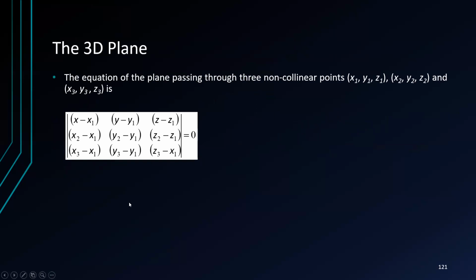Then the equation of a plane passing through three non-collinear points (x1, y1, z1), (x2, y2, z2), and (x3, y3, z3) is the determinant of the matrix with rows x minus x1, y minus y1, z minus z1; x2 minus x1, y2 minus y1, z2 minus z1; x3 minus x1, y3 minus y1, z3 minus z1, equal to 0. That is the equation of the plane.